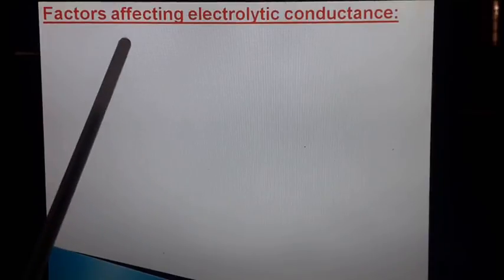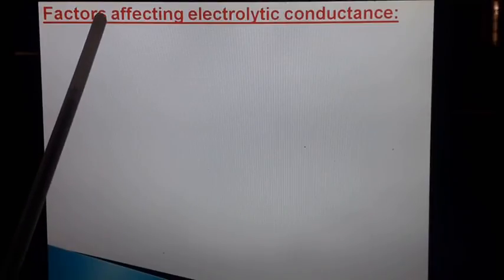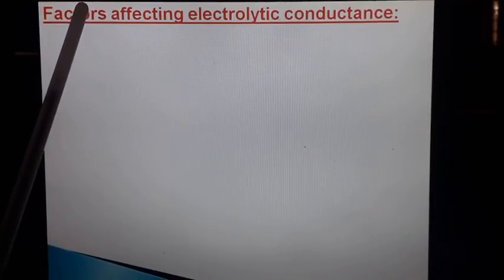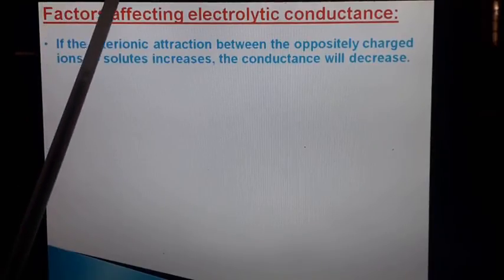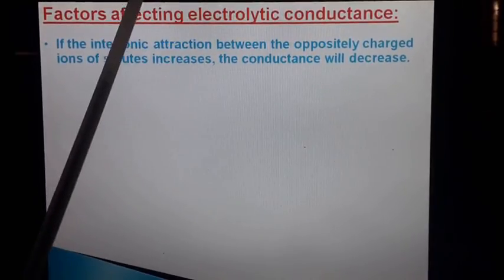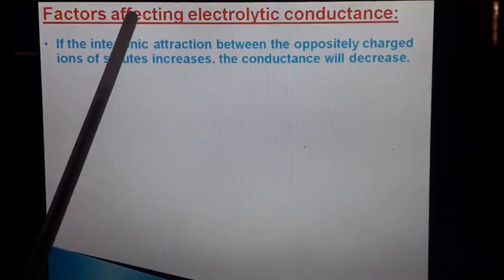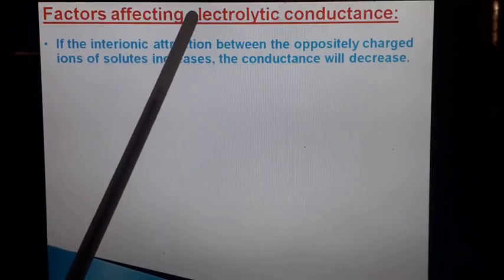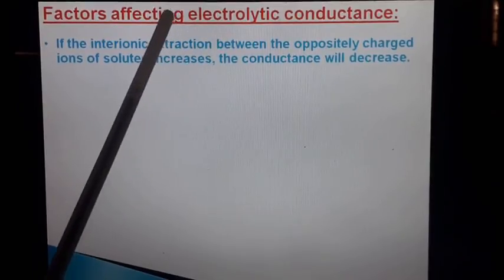Now next topic, factors affecting electrolytic conductance. What are the factors? One is interionic attraction. This is very important. Interionic attraction between the oppositely charged ions of the solute increases, and the conductance will decrease. This is a main point.